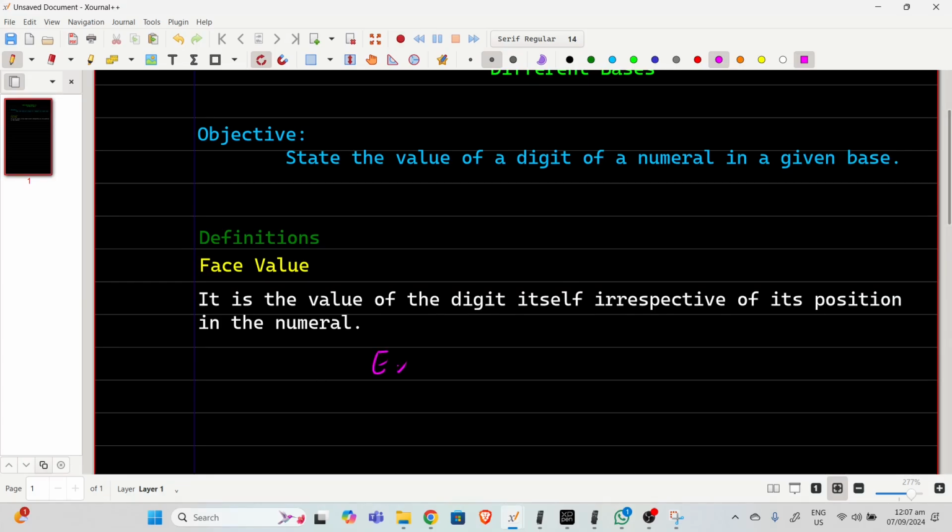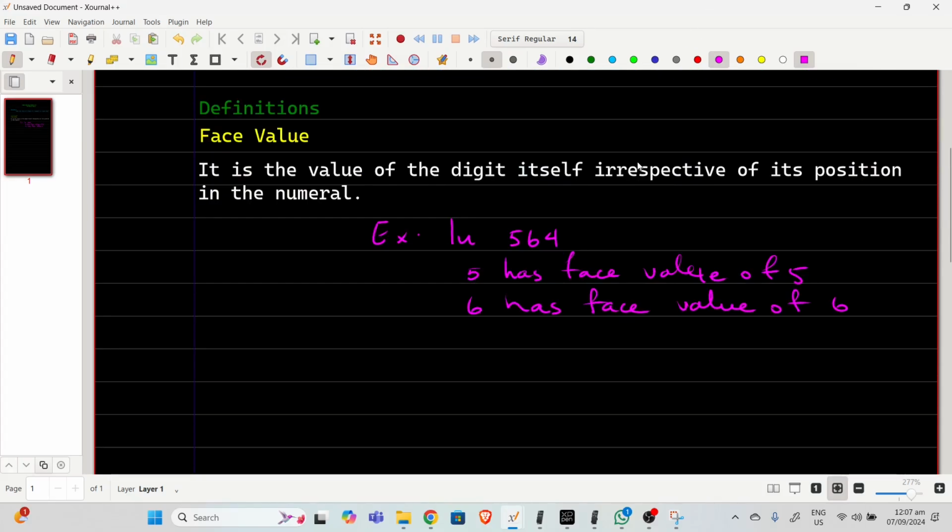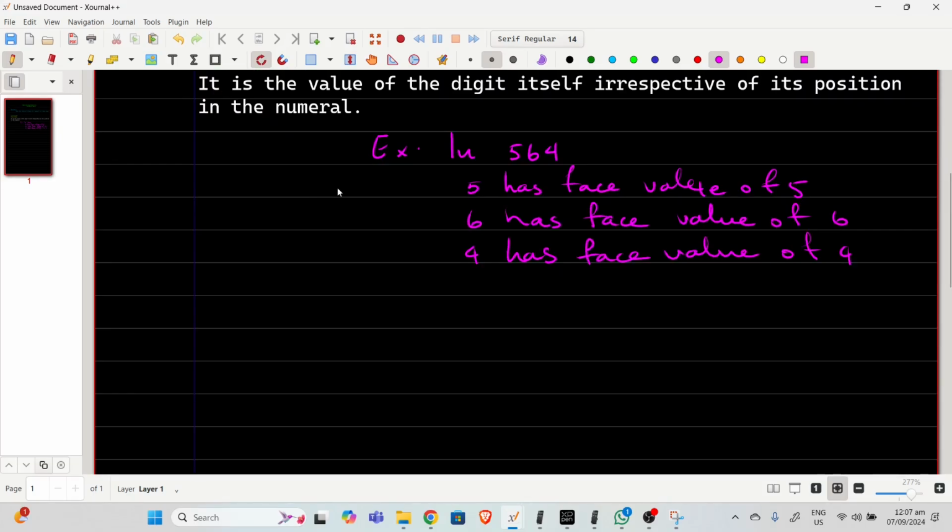So, example, in the number 564, we can say that 5 has face value of 5. 6 has face value of 6. And obviously 4 has face value of 4, right?